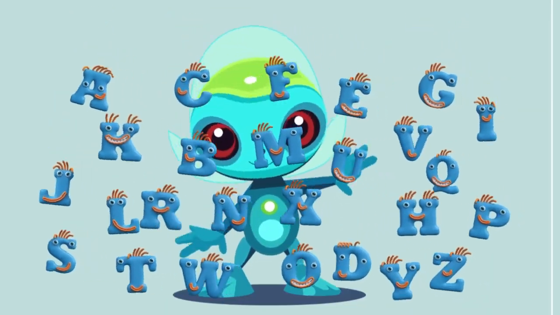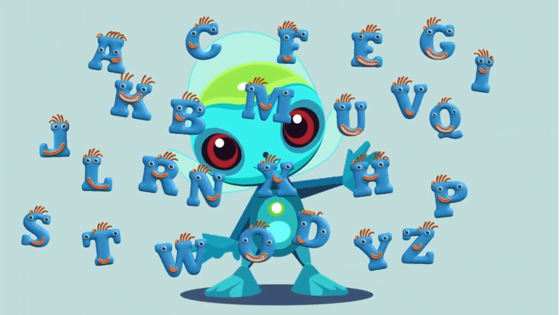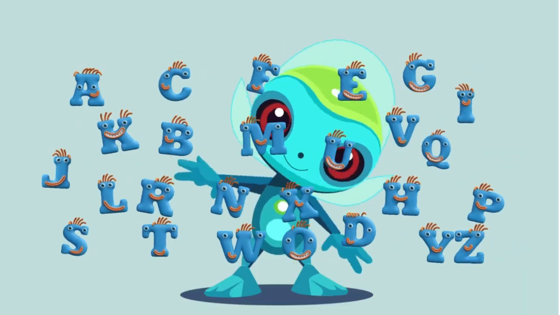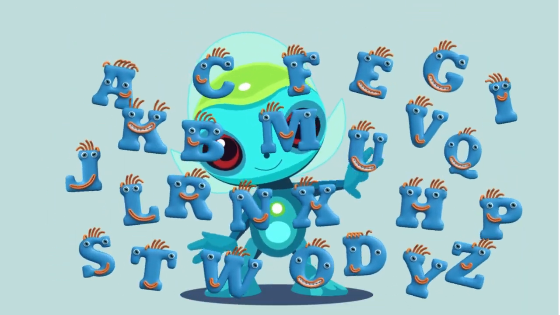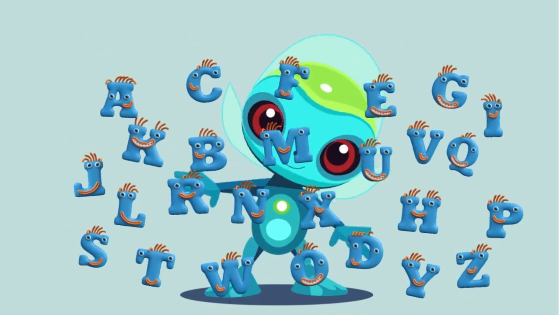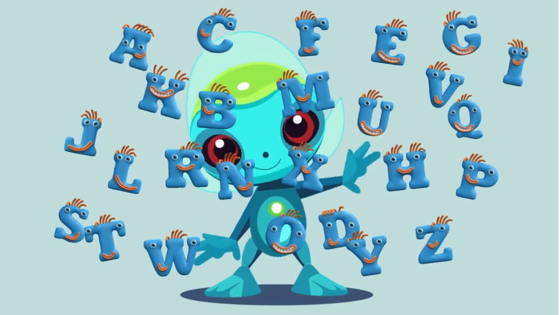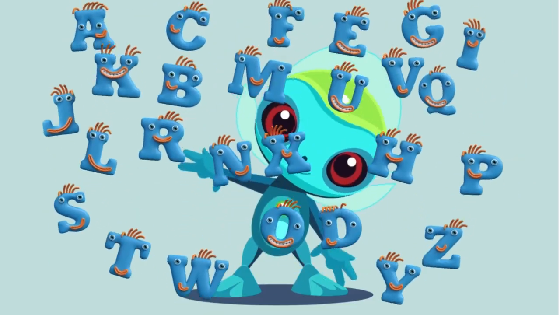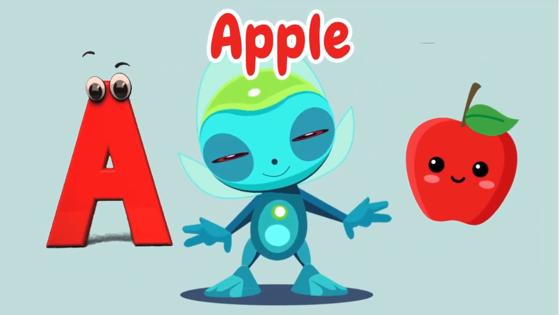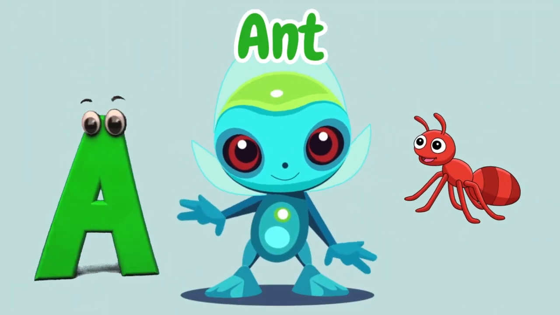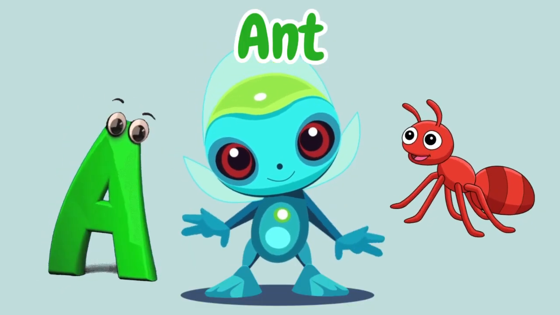Let's all gather around. Now you know your ABCs with all the sounds from A to Z. Sing this song and have some fun, learning letters one by one. A is for apple. A is for ant, ant.